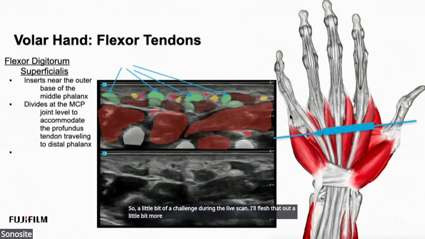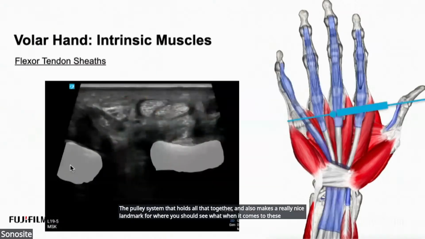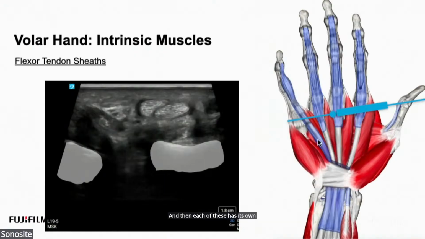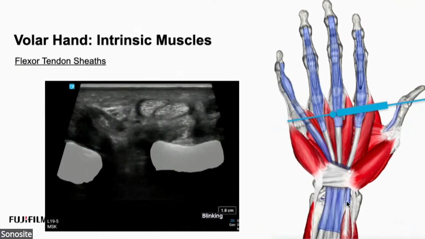And then in the advanced webinar, we'll cover the pulley system that holds all that together and also makes a really nice landmark for where you should see what when it comes to these flexor tendons. And then each of these has its own tendon sheath. So the fifth has its own solo sheath that kind of contributes down to the main bursal complex of the carpal tunnel, and the FCR has its own, and the FPL. Sorry, this is the flexor pollicis longus.